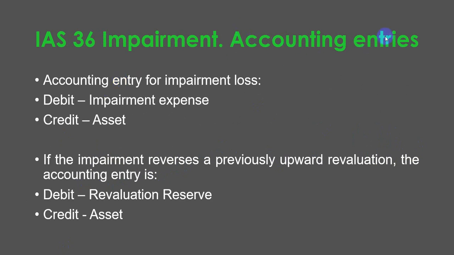So, accounting entries. Accounting entry for impairment loss. We should debit our impairment expense and we should credit our asset. If the impairment reverses a previously upward revaluation, the accounting entry is debit revaluation reserve, credit asset.